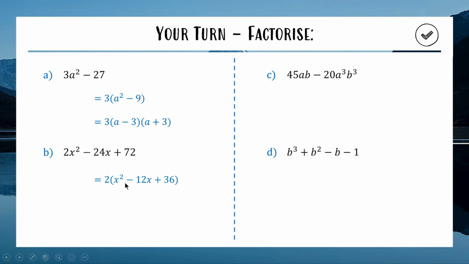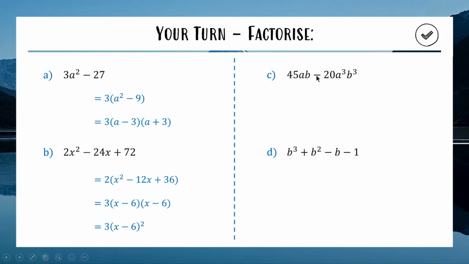And now 2 numbers that add to give negative 12 and multiply to make positive 36. That's going to be negative 6 and negative 6. That's a perfectly fine answer, or if you want to be a bit fancy, you can write 3 outside of x minus 6 all squared, because we've got two brackets multiplying together and they're the same thing.